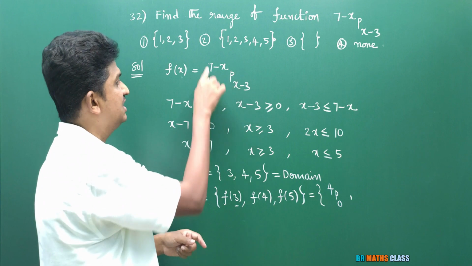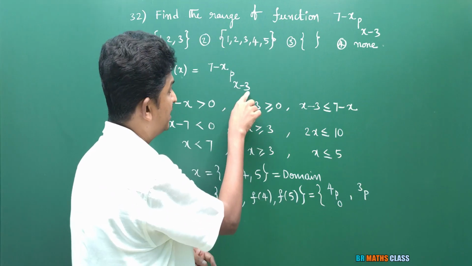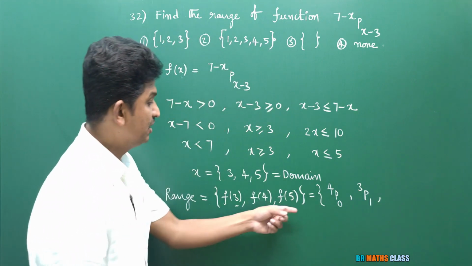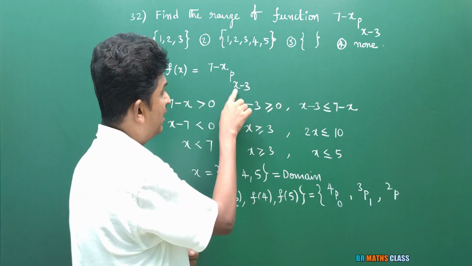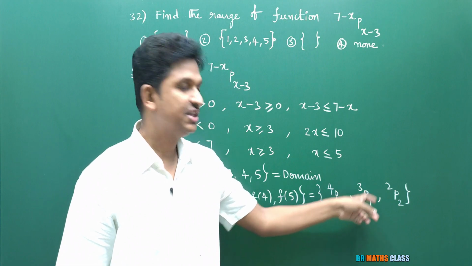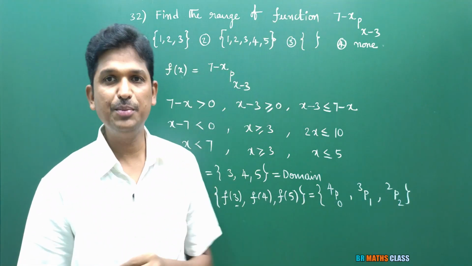F of 4 means in this, in place of x, you write 4. 7 minus 4 is 3, 4 minus 3 is 1. This is 3P1. Now, in place of x, you write 5. 7 minus 5 is 2, 5 minus 3 is 2. So, 4P0, 3P1, 2P2. Actually, in the answer, they are not given in nPr form.